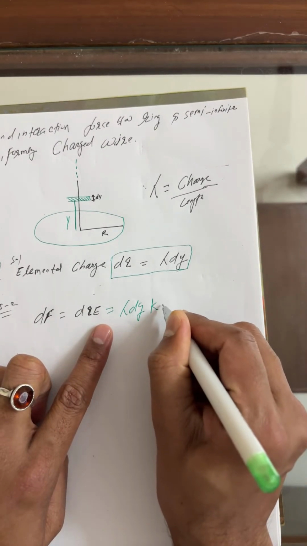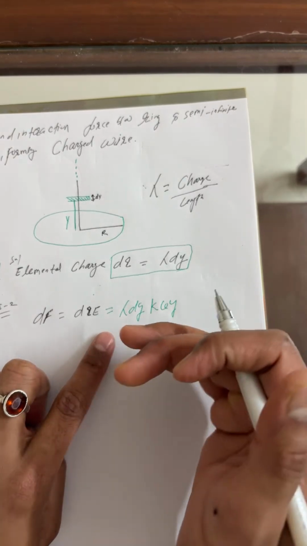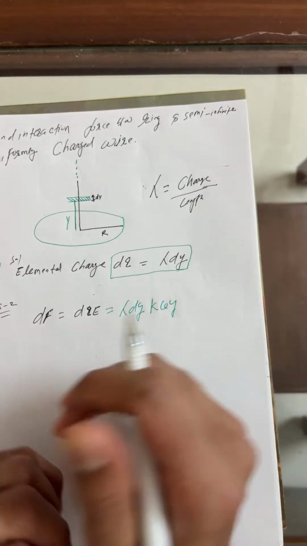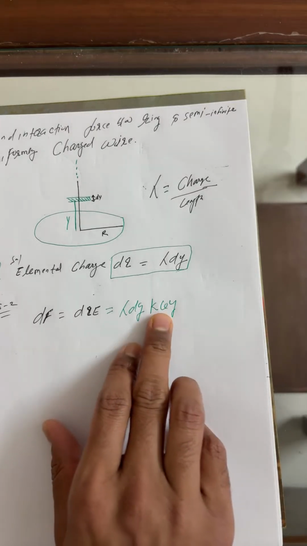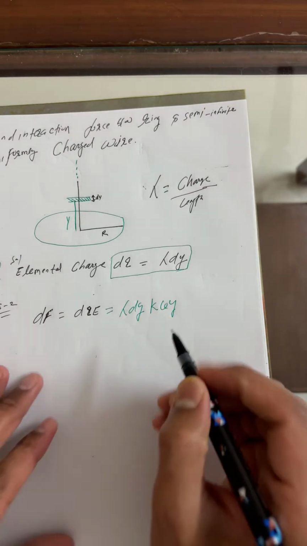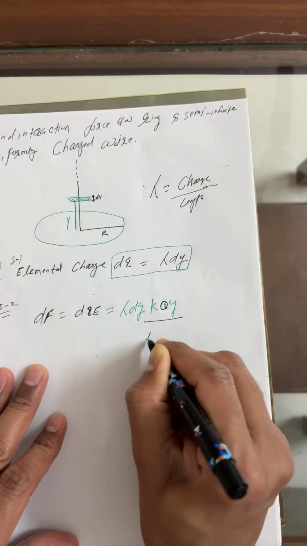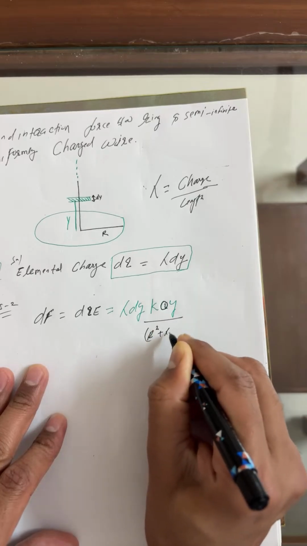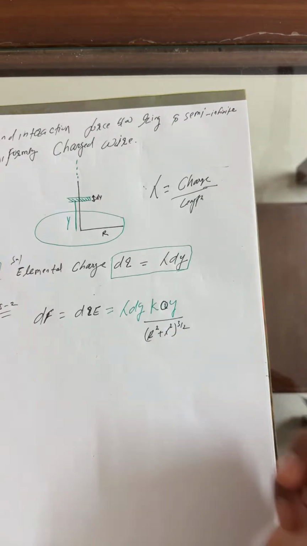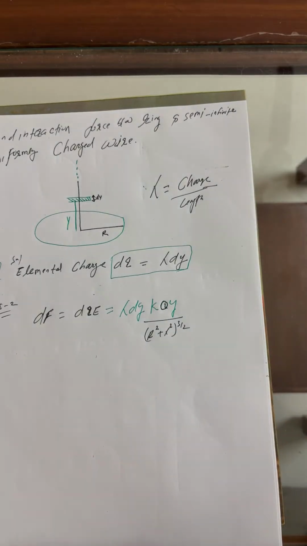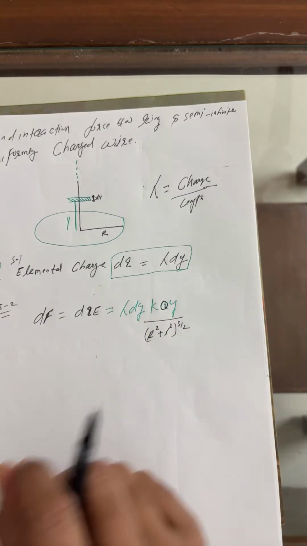By formula, the electric field on the axis of ring is k q x upon (r square plus x square) to the power 3 by 2. Right? Okay. Now this is the expression for a small element.